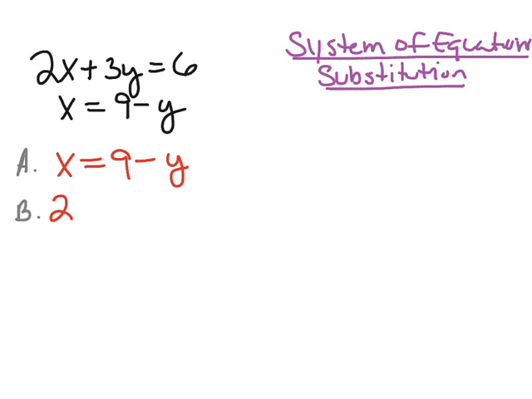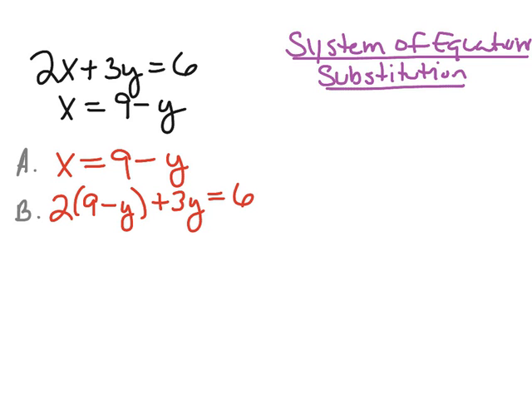So now I have 2. I'm going to replace x in that first equation with 9 minus y. I'm going to leave my plus 3y equals 6 as it is. Now notice by doing this, in that equation I only have a y. There's only one variable. So what we're going to do is solve for that variable.